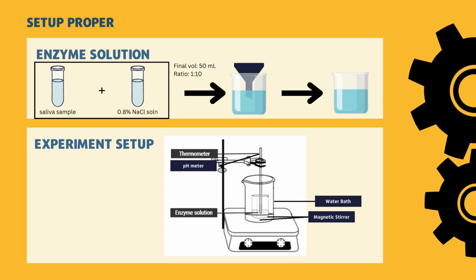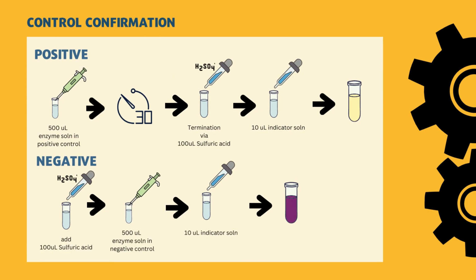We then set up the experiment following the configuration shown in the slide. The thermometer is immersed in the enzyme solution, whereas the beaker holding the enzyme solution is placed in a water bath. The water bath serves to set the temperature of the environment. Magnetic stirrers are placed in both the water bath and the enzyme solution.